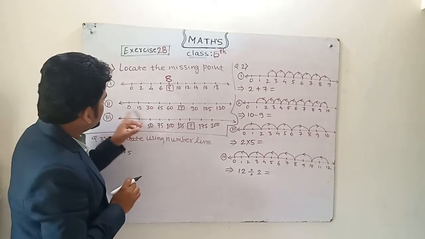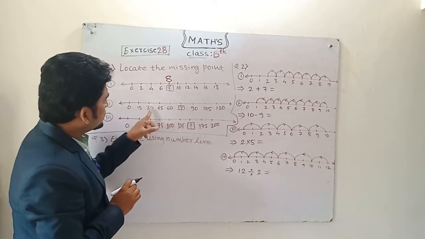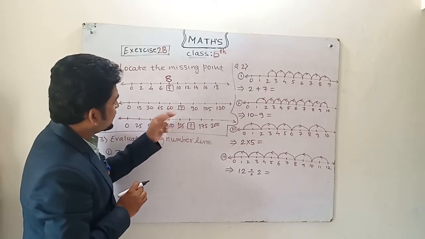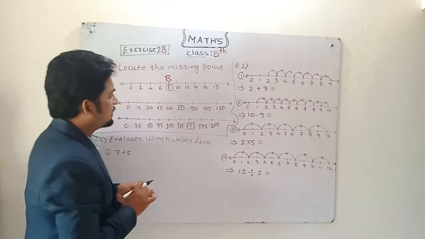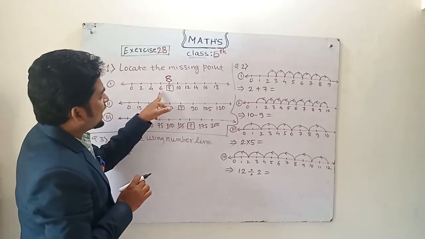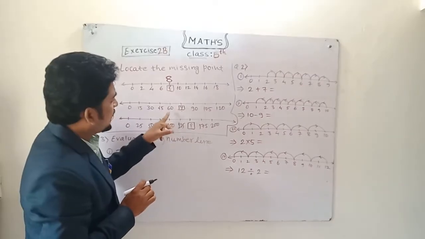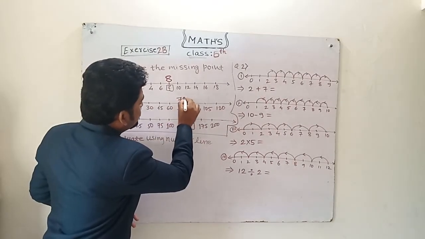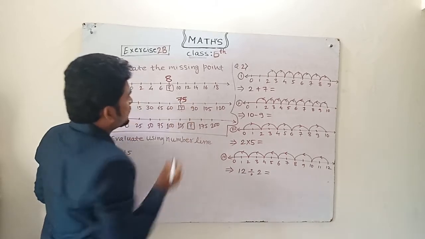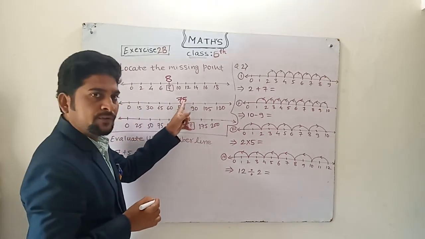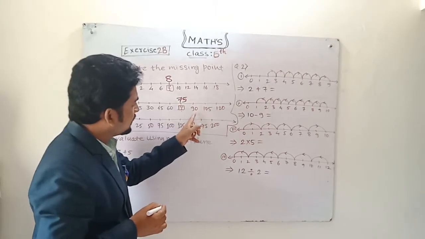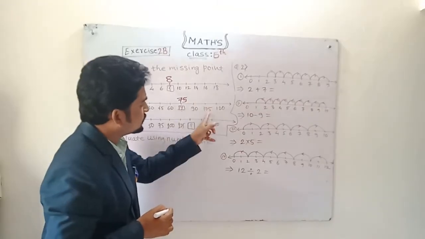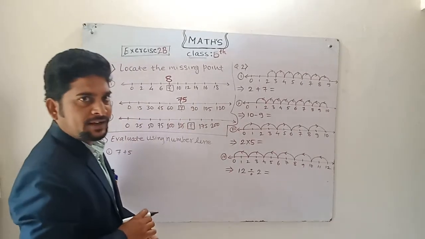Here how much is the difference? 15, 30, 45, 60. Add 15 in that. Add 2 in that, so you got 8. Add 15 in this, so you will get 75. If you add 15 again, then 90 will come. Here again, if you add 15, 105. After that, 120 will come like this.